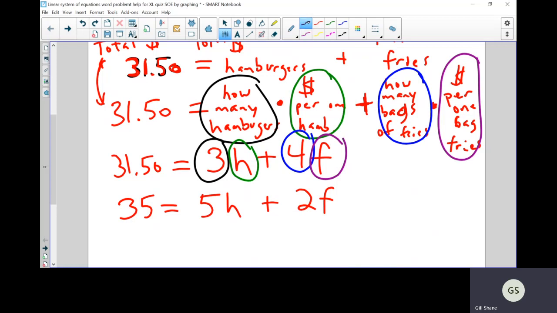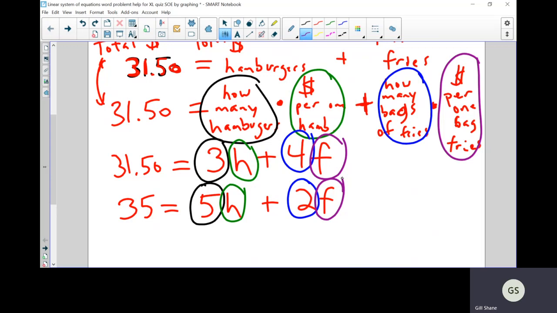I can do that again with these. So that's how many hamburgers Selena bought. That's how much 1 hamburger is. Doesn't really change per equation. I'll talk about that in a second. That, and then last but not least, that's the cost of 1 bag of fries.